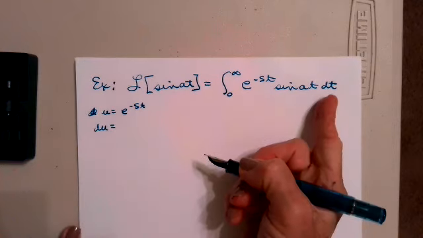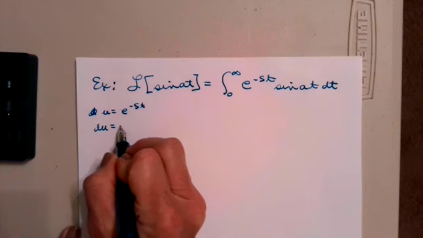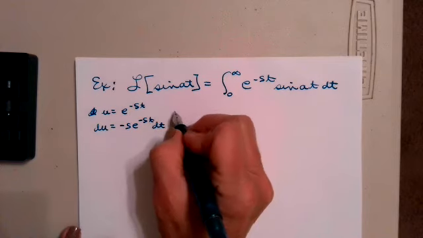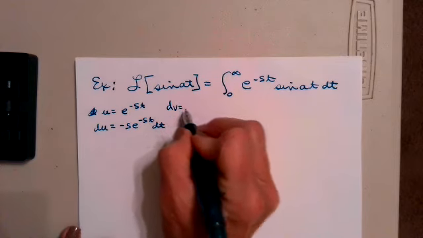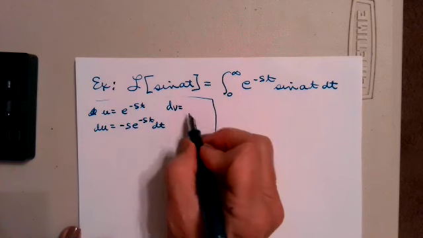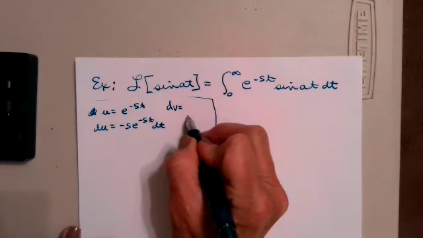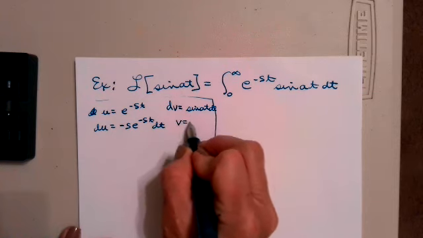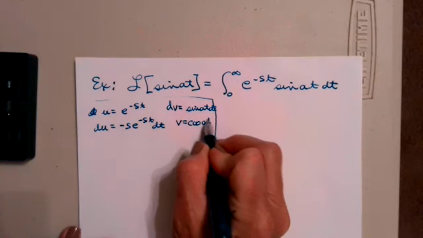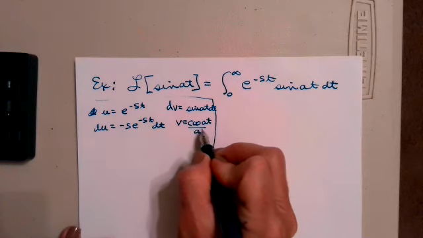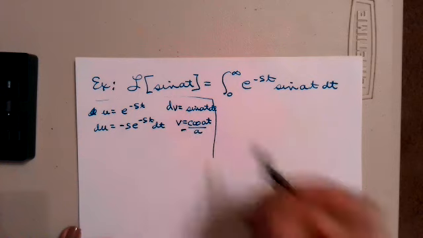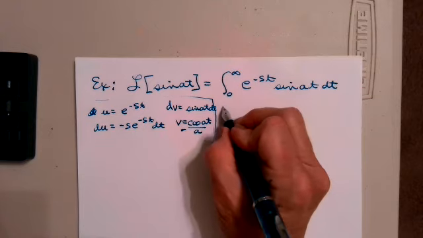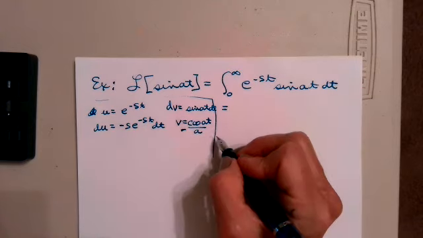I'm integrating with respect to t, so this will be minus s e to the minus st dt, and then dv is equal to sine at dt, and then v is cosine at divided by a, with a minus sign. All right, the minus sign. Okay. So by integration by parts, this is equal to u times v.